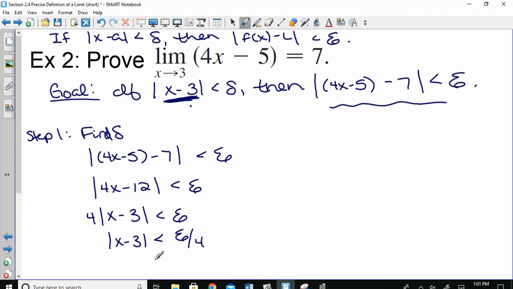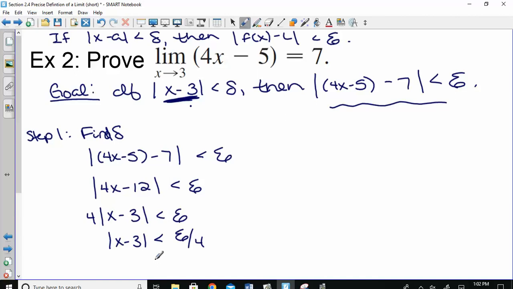Okay, so here's our scratch work. This tells me, essentially, if I told you how close I want your y to be to 7, you should quickly be able to tell me how close x has to be to 3. If I said I wanted it to be within 1 unit of 7, so I want something between 6 and 8, then what would your x have to be? Epsilon over 4. So my epsilon was 1, so x would have to be within 1/4 of 3. So it would have to be between 2.75 and 3.25.